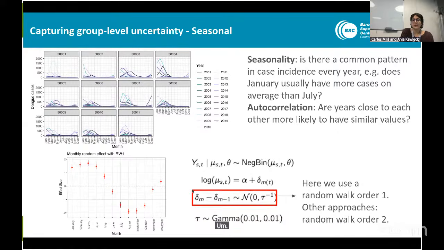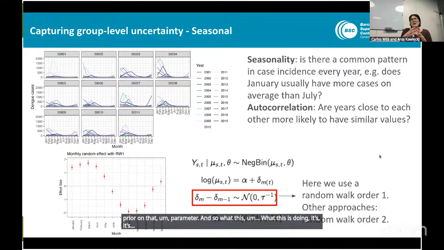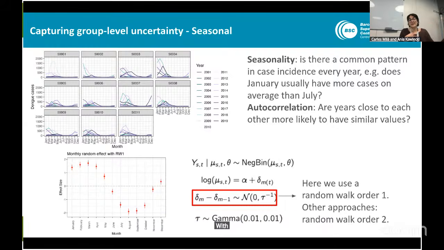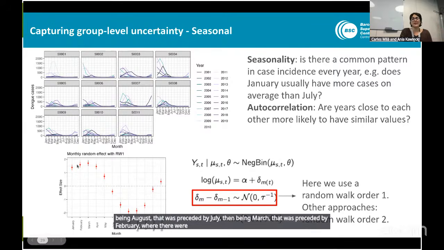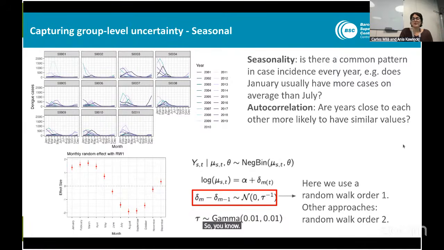We went for a random walk order 1 prior on that parameter. What this is doing is informing the average number of cases in the current month with the number of cases from the previous month. So it's not the same being August, which was preceded by July, as being March, which was preceded by February, where there were way more cases, right? So you can capture those kinds of correlations.